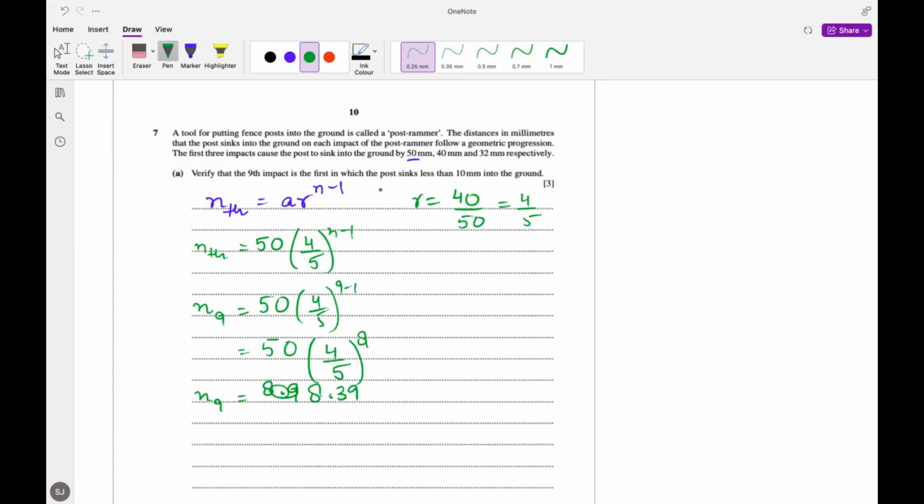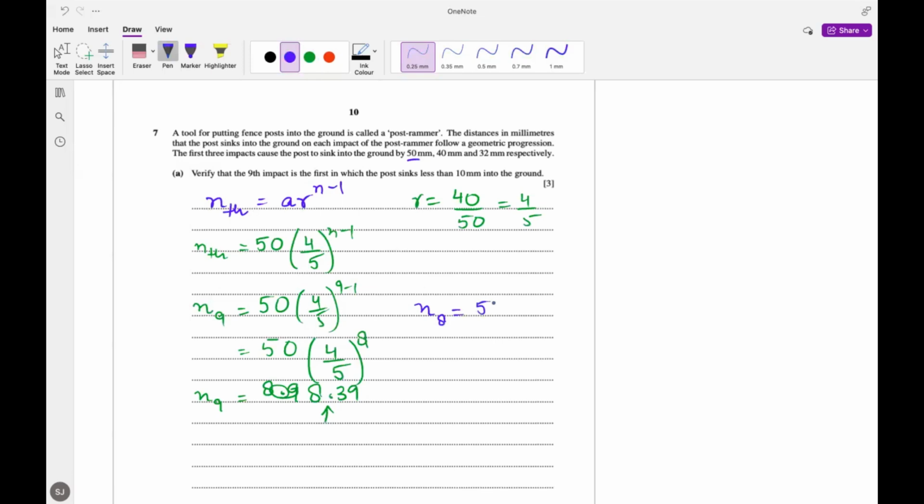So basically, we wanted to verify that the ninth impact is the first in which the post sinks less than 10 millimeters into the ground. So this is less than 10. However, just to verify, let's first find the eighth term. The eighth term should be greater than 8.39.